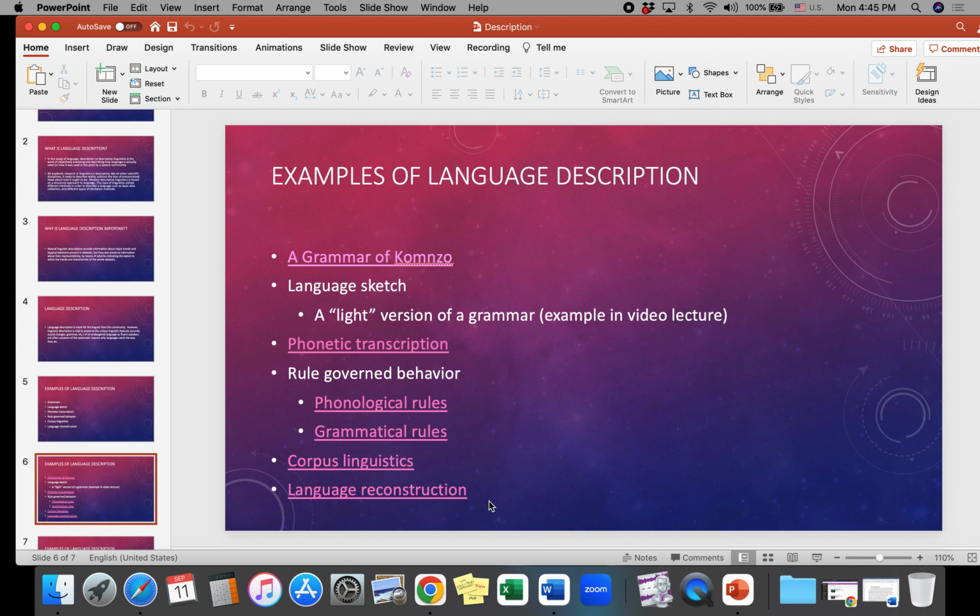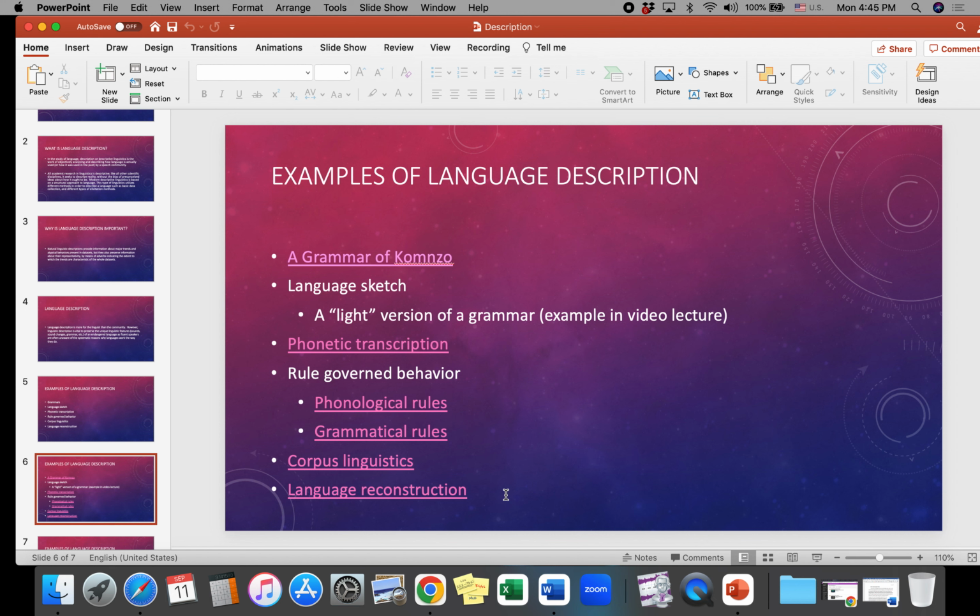Language reconstruction is when languages that are no longer spoken are rebuilt based off of language documentation. So an example would be, we all know that French, Spanish, Italian, Portuguese, these are all daughter languages to Latin, which is no longer spoken. But we can use what we know about these languages to reconstruct what Latin probably sounded like and how words were created.